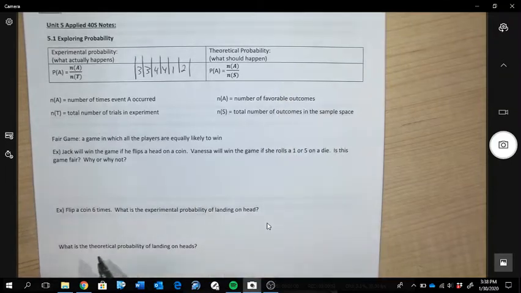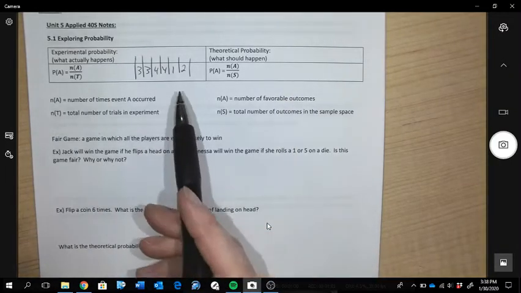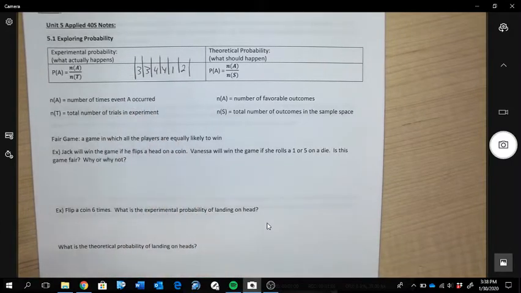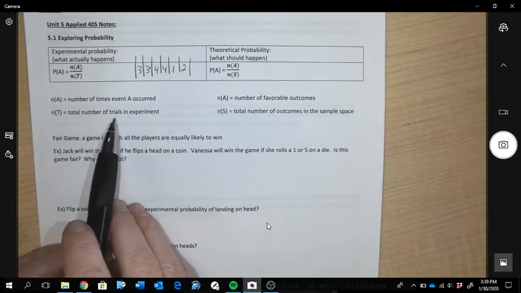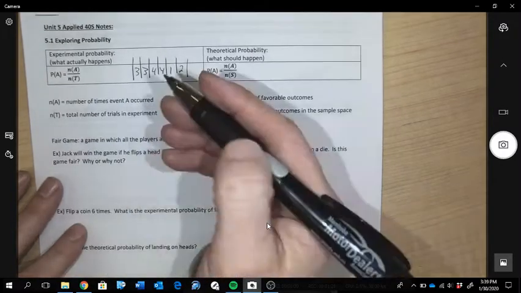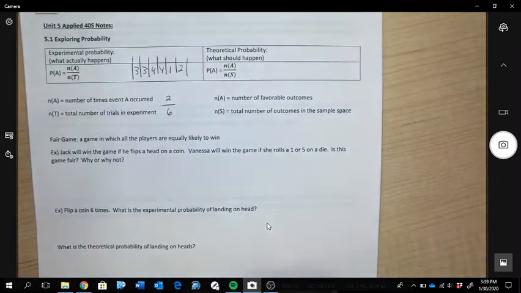So for instance, if I had said what's the probability of getting a 1, experimentally it ended up being 1 out of 6. But the 3 appeared 2 times out of 6. So that is the experimental probability: the number of times event A occurred, so for instance, the number of times a 3 occurred was twice, out of my trials, which was 6.